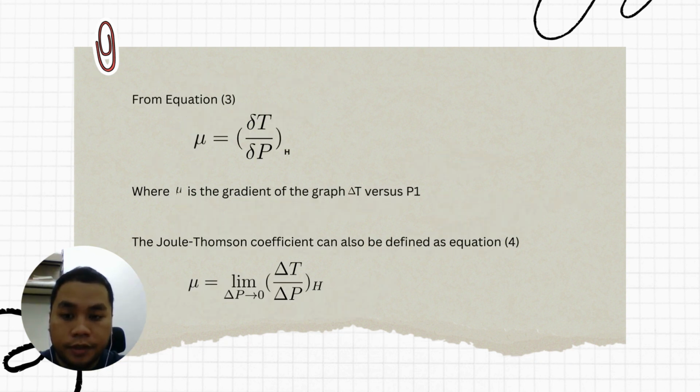From equation 3, mu is equal to delta T over delta P, where mu is the gradient of the graph of delta T versus pressure. And the Joule-Thomson coefficient can also be defined as equation 4, which is mu equal to the limit as delta P goes to 0 of delta T over delta P. So we can calculate the value of the Joule-Thomson coefficient based on the gradient of the graph of delta T versus P.